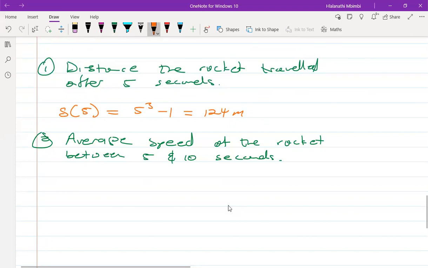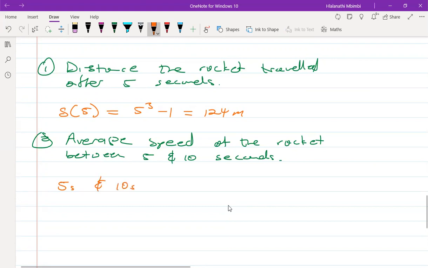So they want the average speed. The average speed, you guys would remember from... I don't know how to explain this, but the average speed between 5 and 10 seconds is kind of the same as average gradient. So you're just like, oh, okay, they want between 5 seconds and 10 seconds.